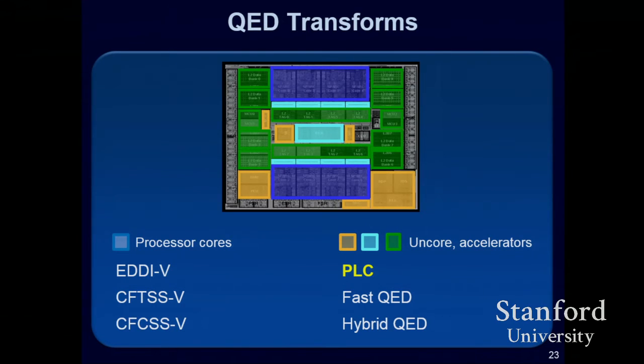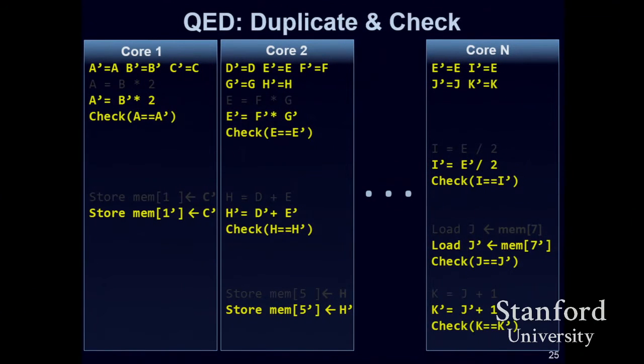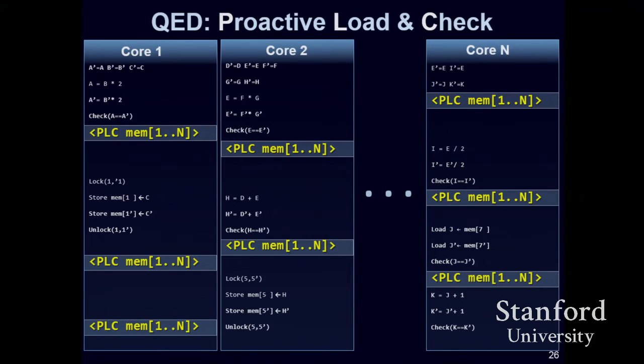So we will be using another transformation, called the PLC transformation, to address bugs in those parts of the SoC. So how does the PLC transformation work? Well, before getting there, I have a design with many cores as shown over here, and these were the original tests. The first thing I would do is use that EDDI-V transformation to transform the tests so that they now run on these individual processor cores. And then I will be adding other transformations on top of that. These are called the PLC transformations, or proactive load and check transformations.